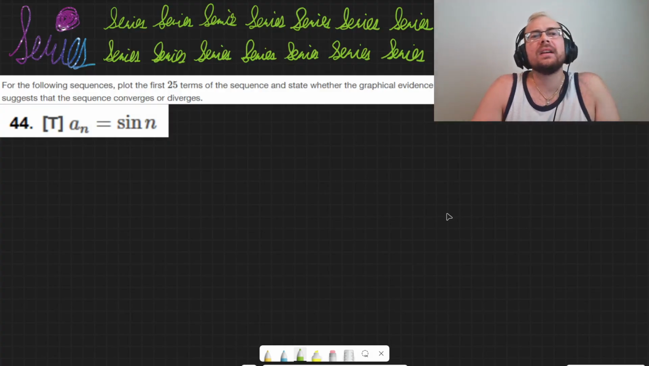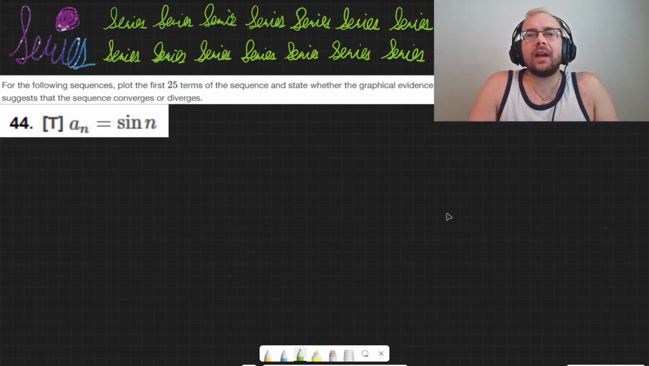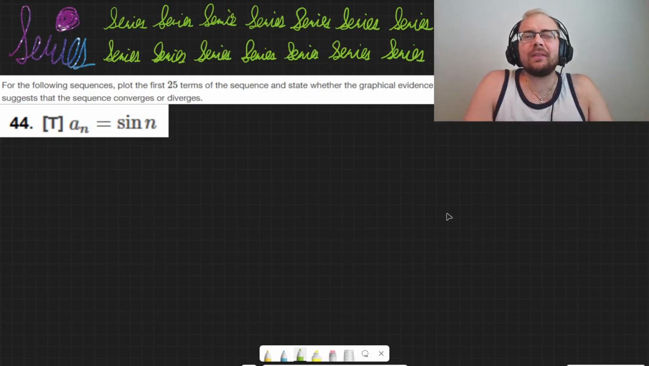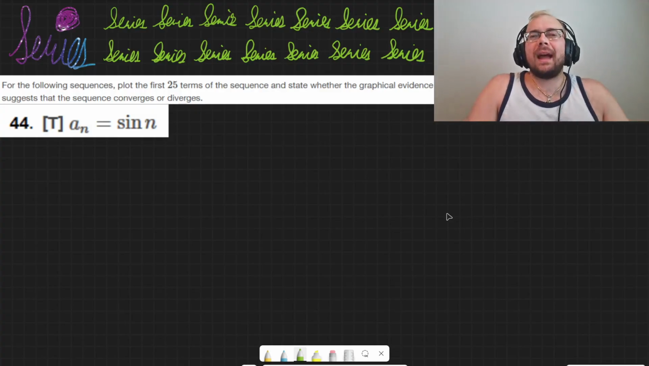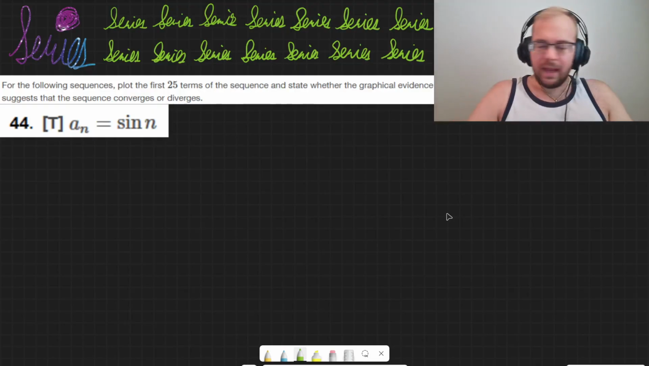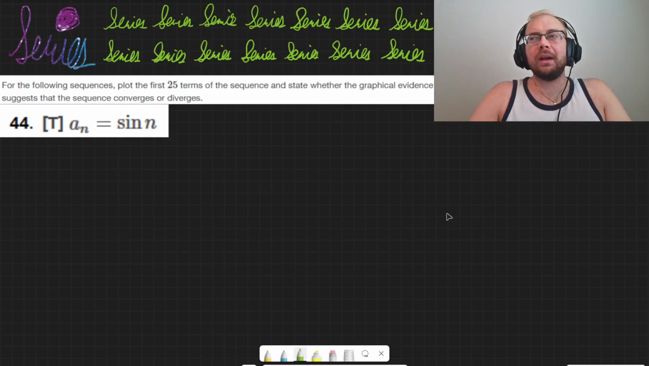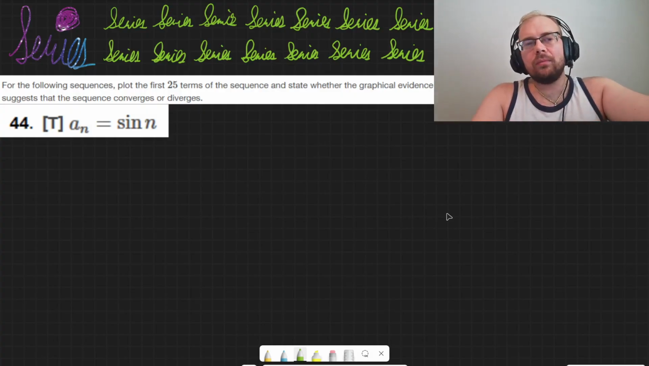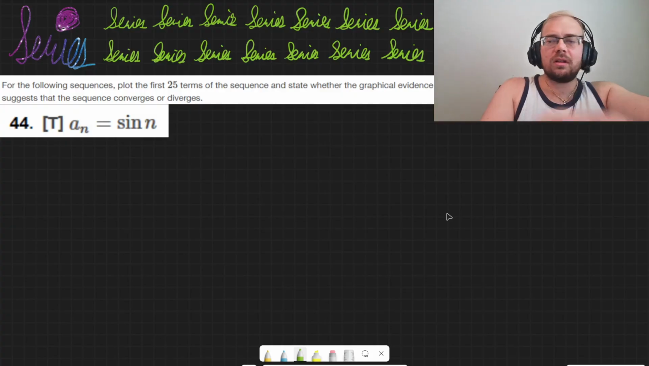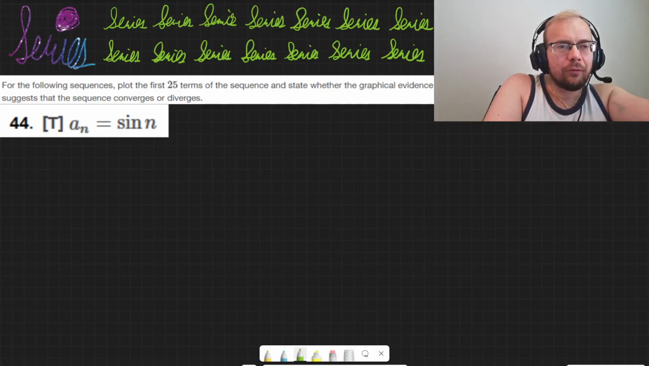This is a series on series, and we are plotting the first 25 terms of the sequence and stating whether the graphical evidence suggests that the sequence converges or diverges. So if we're plotting, I guess that means we're not really looking for a t-chart. You could use a t-chart also, but you might as well just have the graph be the t-chart. And if you're able to use a graphing calculator, even better. But hopefully you already know that a sine wave is, well, it's a wave, so it should look a certain way. Let's see if we can graph this.